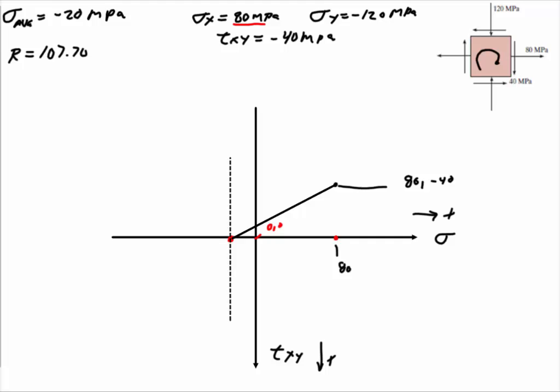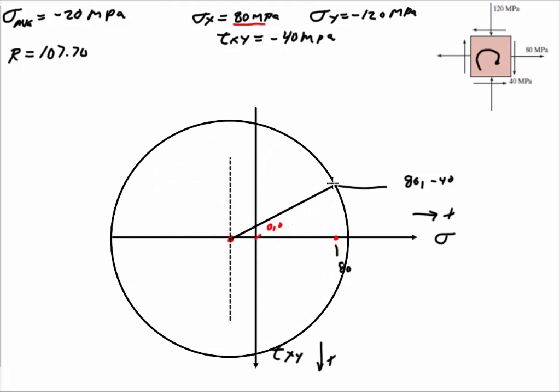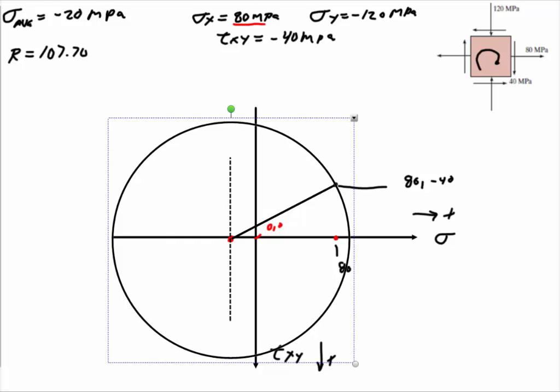Alright, so now erase this, and now we can draw the circle. We take it here, we draw it all the way out to right there. There's the radius of the circle. Now, your principal stresses are going to be located here and here. So that'll be your principal 1 and principal 2.